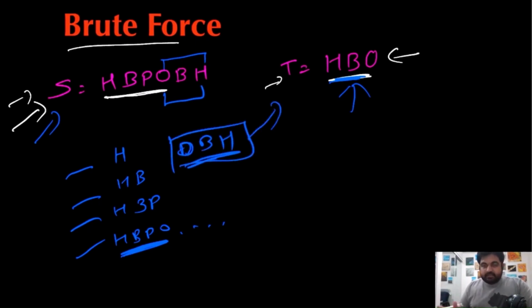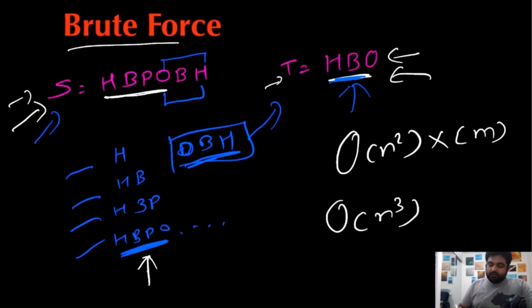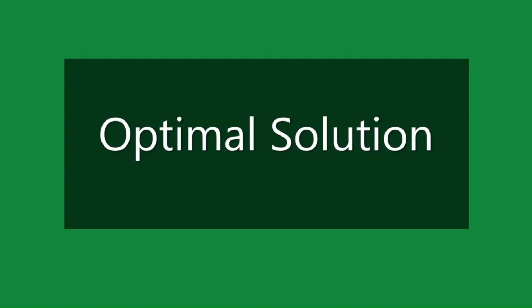So this solution will also guarantee to provide us the right answer, but this right answer is actually very costly. Why very costly? Because we know that it takes O(n^2) to create all the substrings, and for every single substring we will have to check whether it contains all the elements of T or not, which means we will have to multiply this by the length of T, which is, let's say, m in this case. That means we are essentially doing O(n^3) work to solve this problem, which is very expensive.